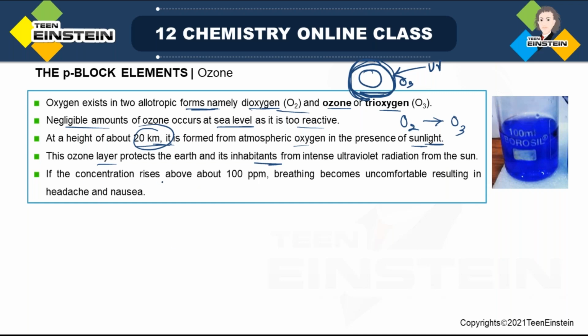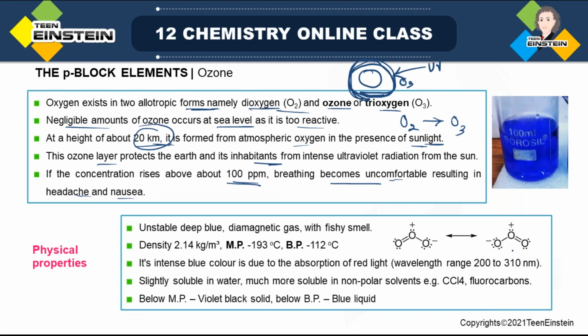If the concentration rises above 100 parts per million, then it is not good for us. There will be problems in breathing, ultimately headache and nausea. So in low concentration it is fine, but high concentration is hardly a possibility, because see here, we have a very negligible amount of ozone. But if it crosses this limit, then there will be some problem.